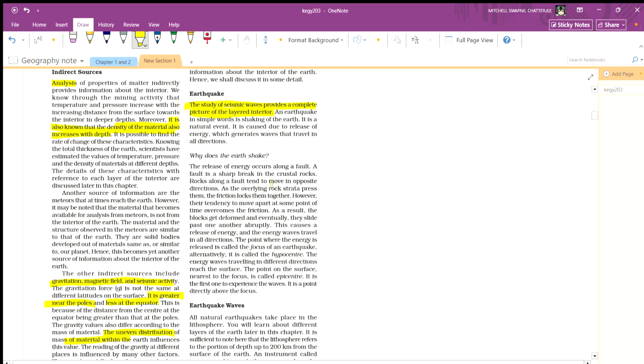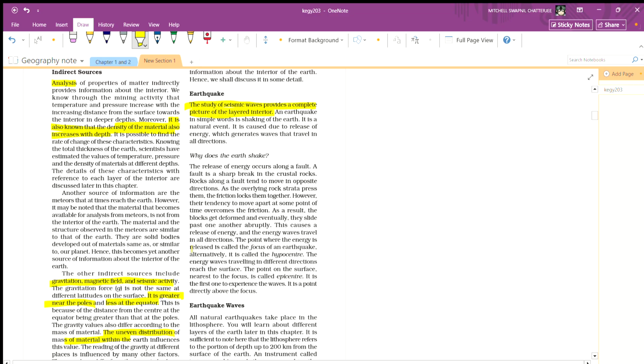As the overlying rock strata presses them, the friction locks them together. However, their tendency to move apart at some point of time overcomes the friction. As a result, the blocks get deformed and eventually they slide past one another. This causes a release of energy, and the energy travels in all directions.